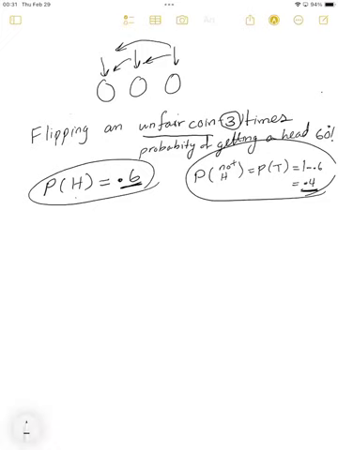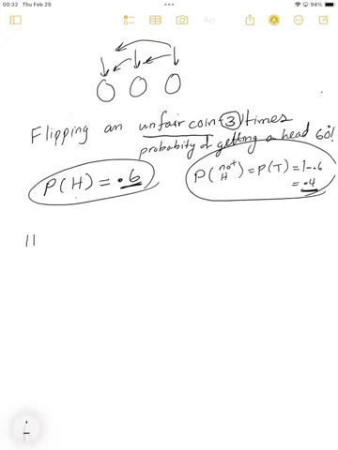Then the number of trials in this case is three. We are flipping the coin 3 times. If I flip the coin 4 times, then the number of trials is four. So let's just stick with three and write all the possibilities of flipping a coin 3 times.